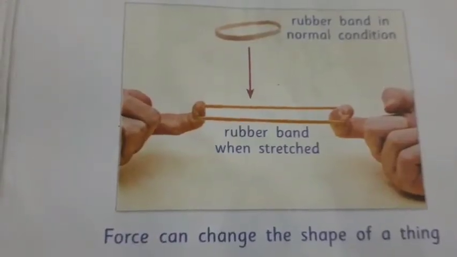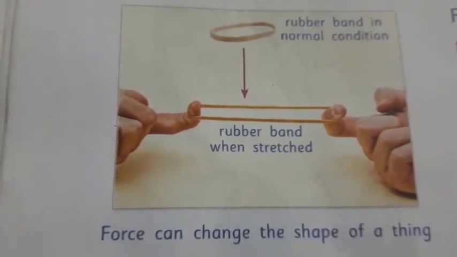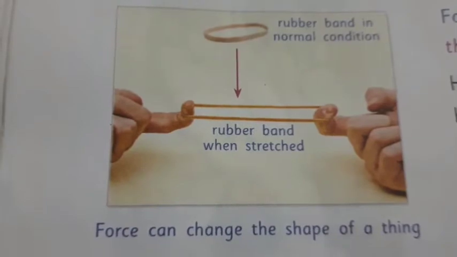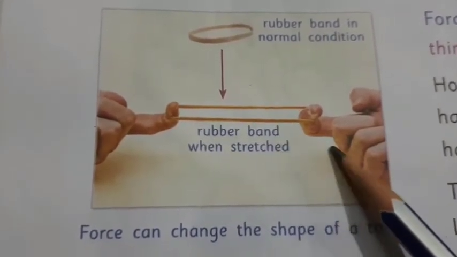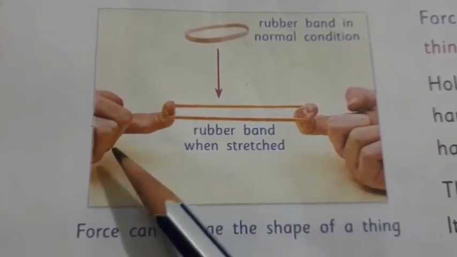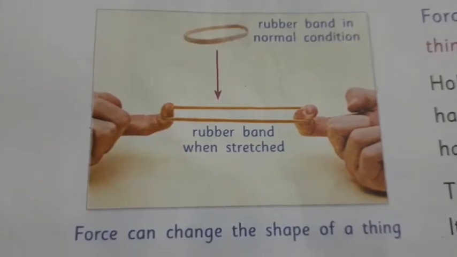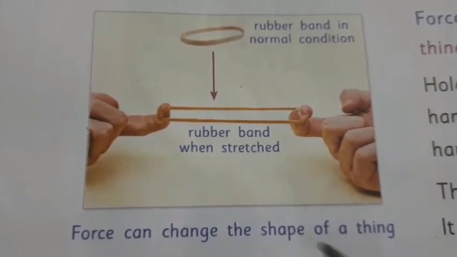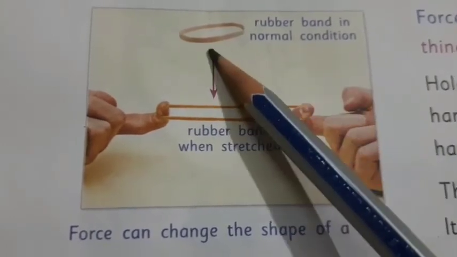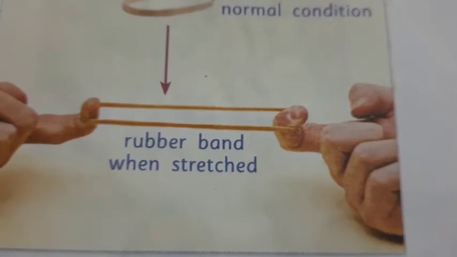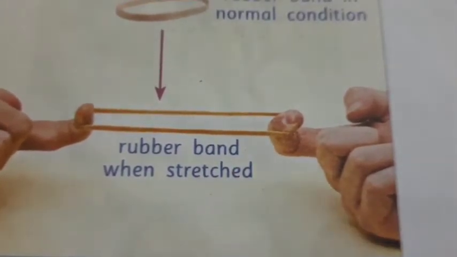Next point, force can change the shape of a thing. Hold a rubber elastic band. Here you can see an elastic band in one hand. Pull it with the other hand. The rubber band changes its shape. It becomes longer and thinner. Here you can see the rubber band in normal condition, and here the rubber band when stretched changes its shape.